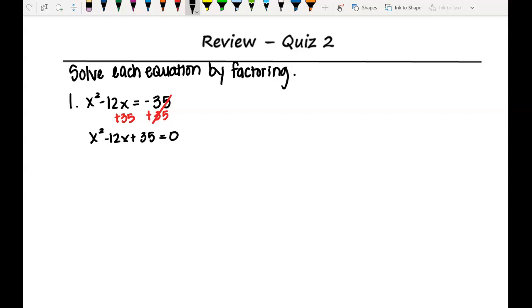Now that we have standard form on the left and equal to 0 on the right, now we can work on the solving by factoring, which starts with our x method, which starts with GCF. In this case, there is no greatest common factor because A is only equal to 1, so we do not have a GCF. A equals 1, B equals negative 12, and C equals 35.